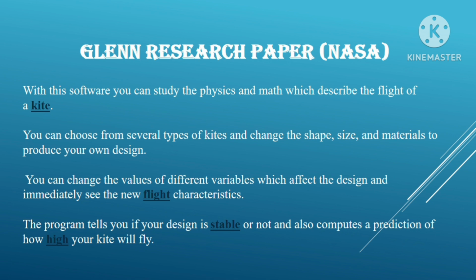So, my simulator today is about the Glenn research paper made by NASA. It's a simulator that generally helps you understand the physics and the maths and also the aerodynamics in which a kite flies. You can choose from different types of kites. You can change the size, the shape, the materials even of the kite design. And you can also choose the values of different variables, such as the altitude, so the height you want your kite to fly in, and the wind speed and the design. So you can see new flight characteristics in each design that you choose.